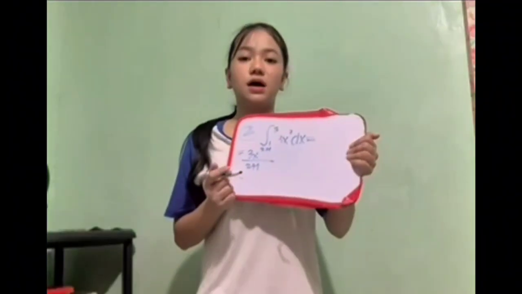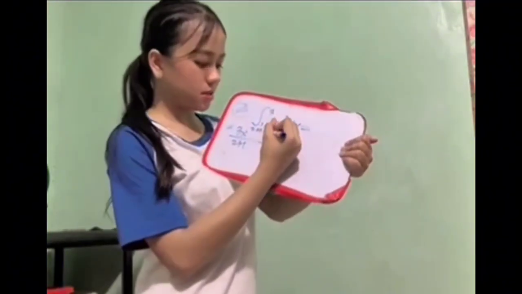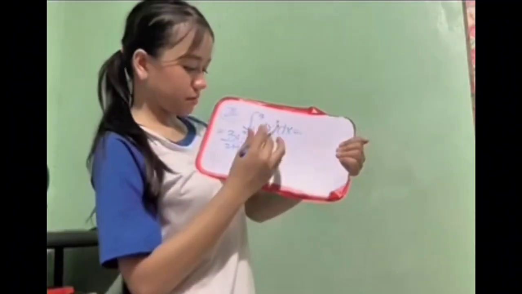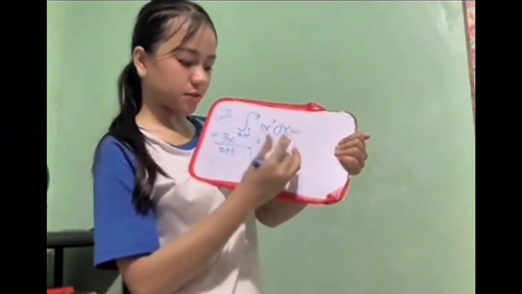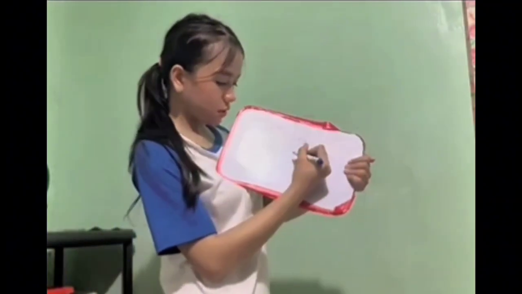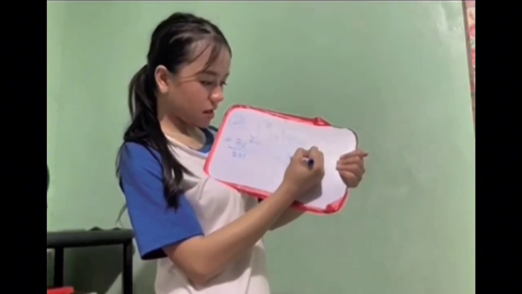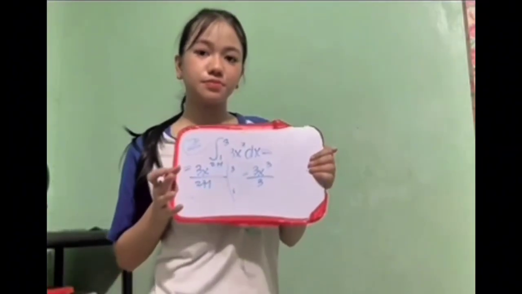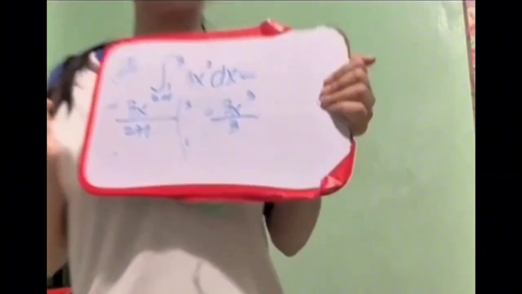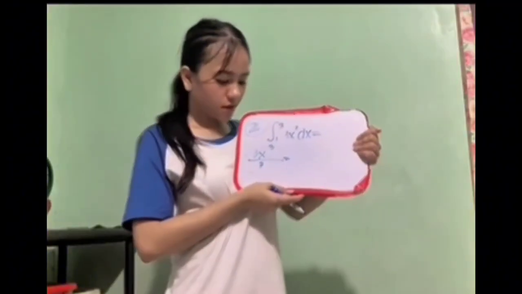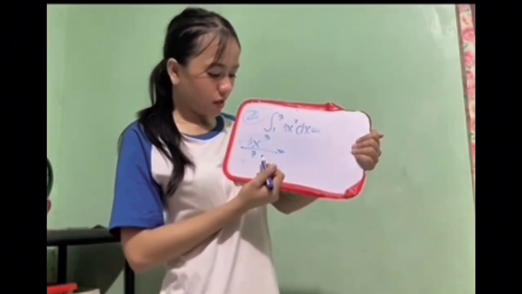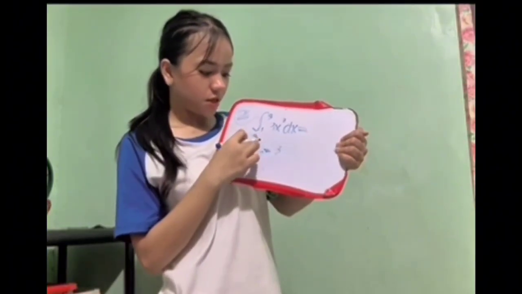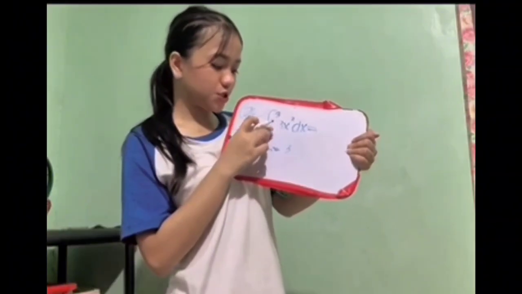So it will become 3x cubed over 3. Next, we have 3x cubed over 3. We will just substitute x with the evaluated numbers, which are 1 and 3.